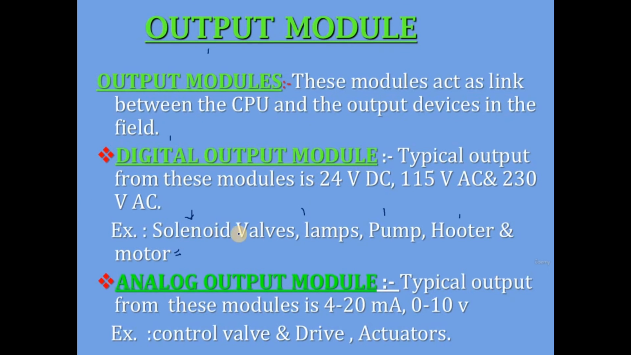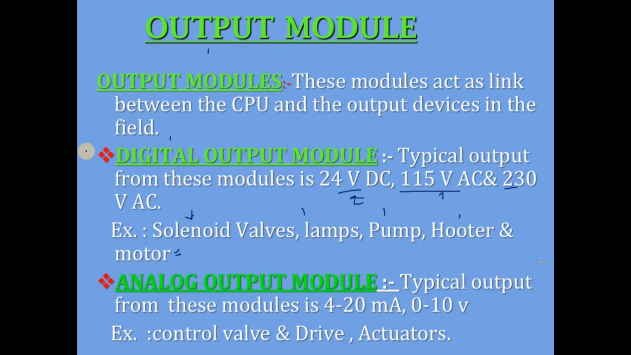So here you can see the required power supply: 24-volt DC power supply, 115-volt AC, and 230-volt AC as well. But earlier we discussed the required power supply to the PLC, that is the 24-volt DC. But here you can observe the output may be 24-volt DC and AC as well, right?